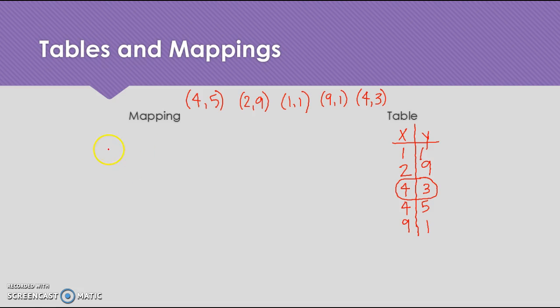Alright, so remember the domain was just the x values, so I'm going to put them on the left side in numerical order. So I have 1, 2, 4, and 9. Okay, just like with domain, I only counted it once. Okay, no repeats. Then I'm going to put my y's on the other side. Okay, just like we did for the range. So I've got 1, I only count it once, and then it jumps to 3, 5, and 9.